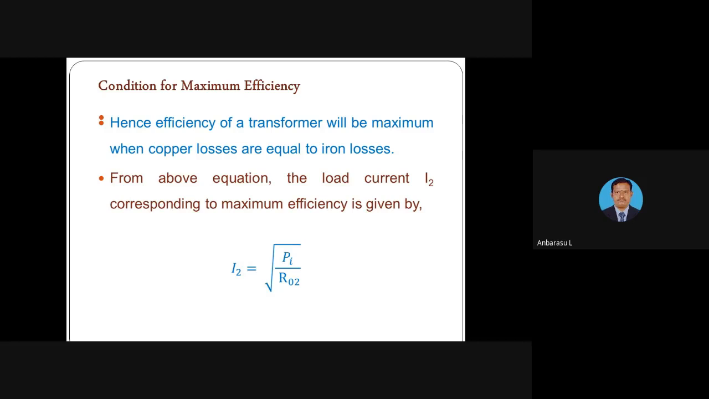From the above equation, we can determine the load current also. That is, load current I2 corresponding to the maximum efficiency is given by I2 equal to square root of Pi by R naught 2.